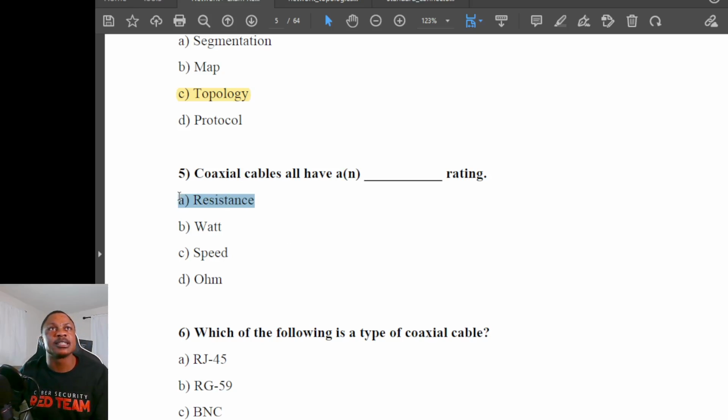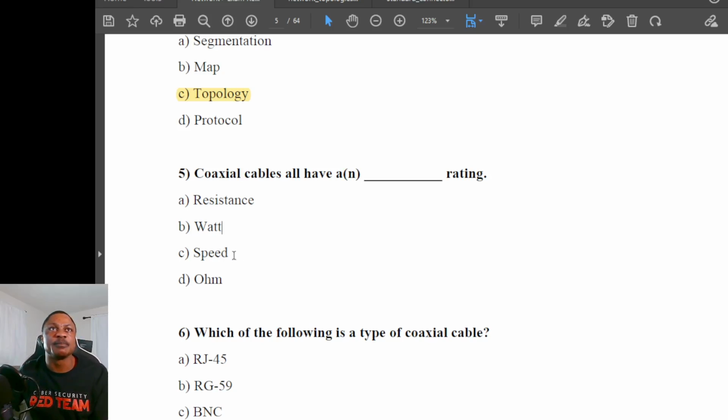So resistance, we know it's not resistance, because resistance is a measure of the opposition of current flow in an electrical circuit. So this one is not correct. Now a watt is a unit of electrical power equal to an ampere under the pressure of 1 volt. So the watt is definitely not the answer. The unit of measurement of electrical power is not it.